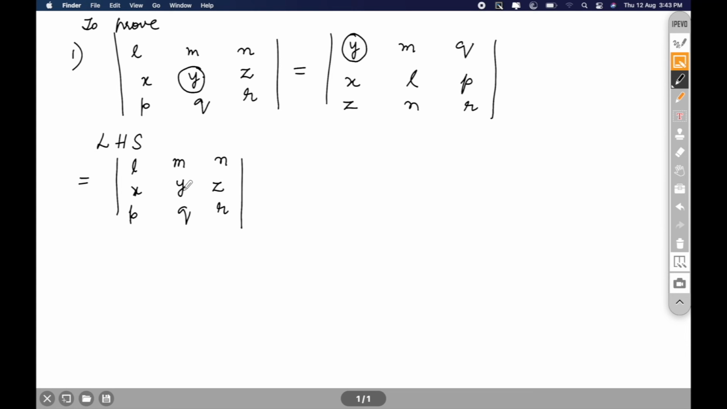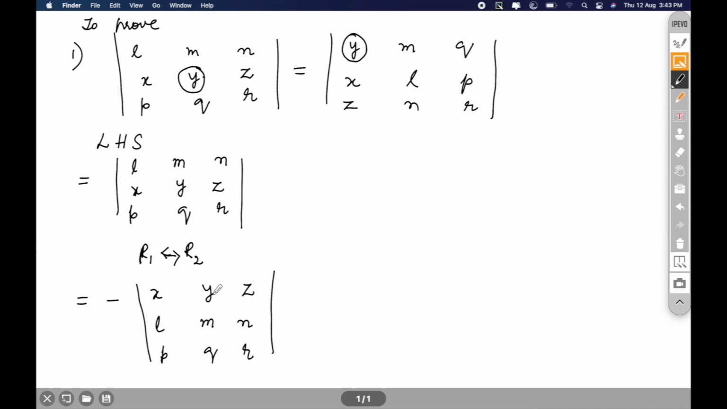Now this Y has to be taken to row 1. So row 1 and row 2 are interchanged. When row 1 and row 2 are interchanged, the property says I need a negative sign in front, and now we can interchange them. X, Y, Z, L, M, N, P, Q, R.